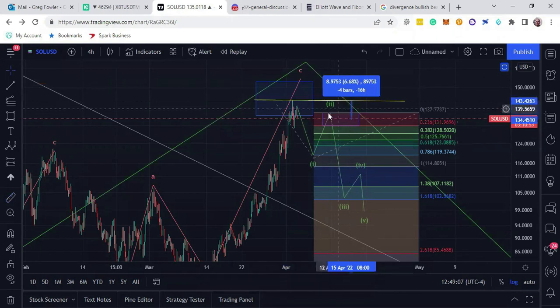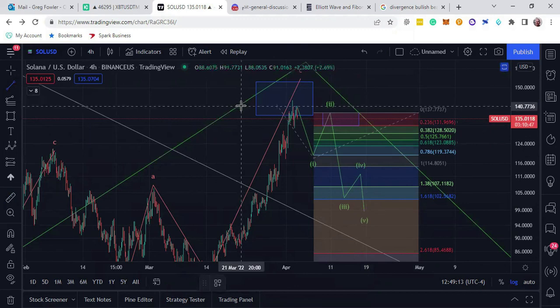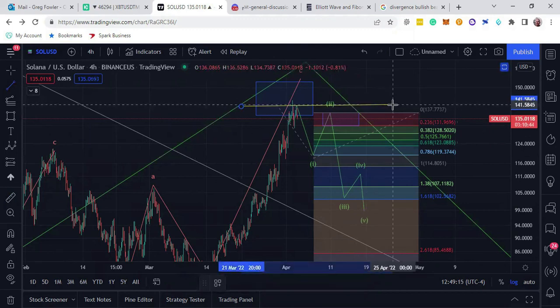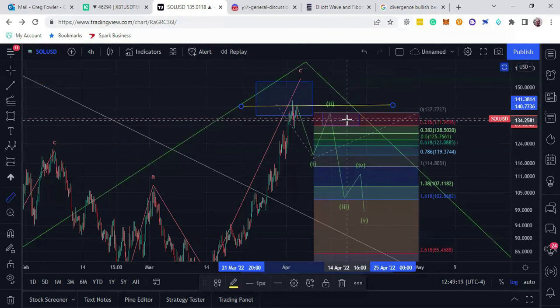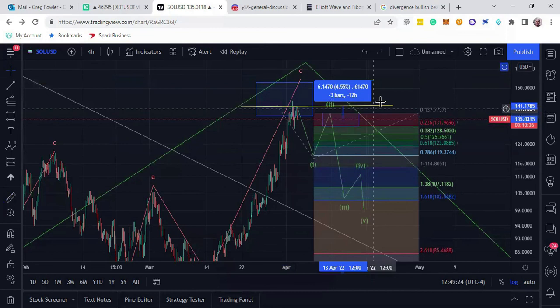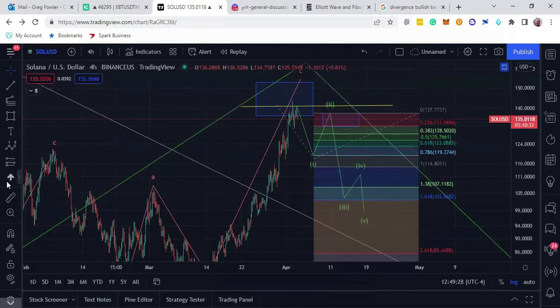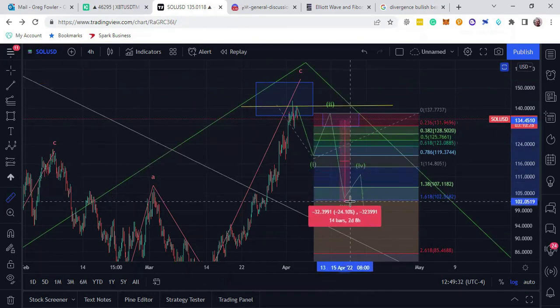My risk is 6.68% in that scenario. That seems high, so let me lower that stop loss. I would lower that stop loss to right there. And then I enter in at more or less 135. My risk is 4% more or less, and then my gain could potentially be 23%.